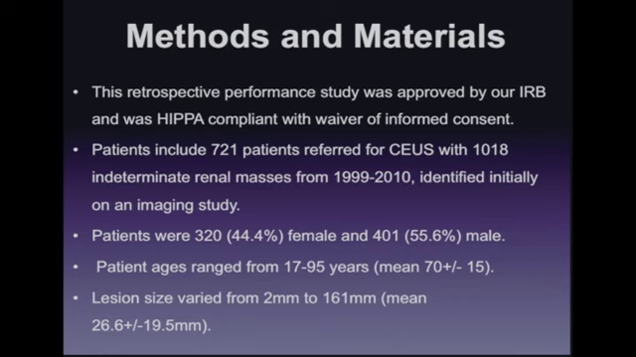This was a retrospective performance study that was approved by our IRB and was HIPAA compliant with waiver of informed consent. Patients included 721 patients referred for contrast-enhanced ultrasound with 1,018 indeterminate renal masses from 1999 to 2010. These were identified initially on an imaging study, be it a CT, MR, or a non-enhanced ultrasound. The patients were 44% female and 56% male. Their age range was 17 to 95 with a mean of approximately 70 years. Lesion size varied from 2 millimeters to 161 millimeters with a mean of 27 millimeters.